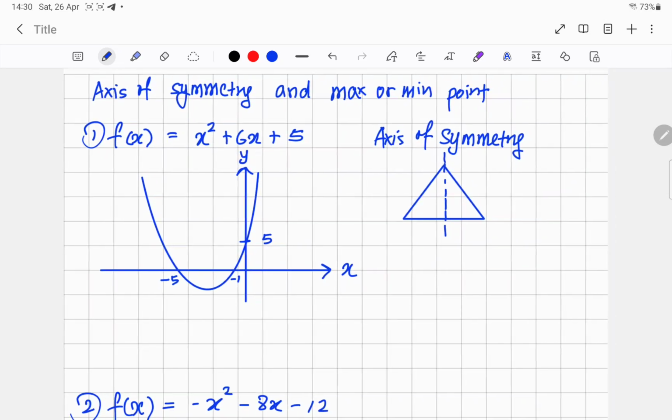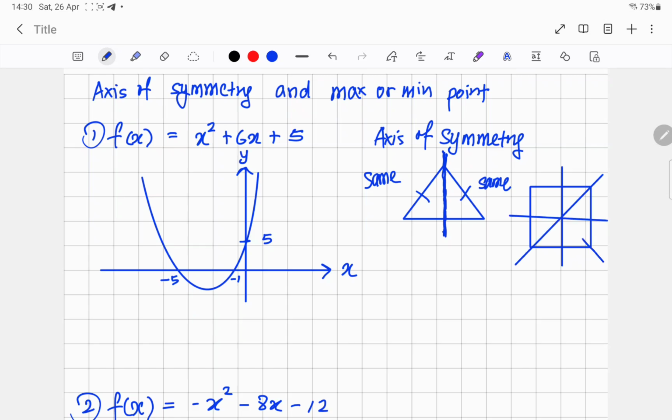For example, this triangle: this is the line that we can divide this shape equally. When we fold the triangle, this line will divide the triangle into two of the same triangle. Here and here is the same. If I have a square, where is the symmetry? Here, or here, or here, or even here.